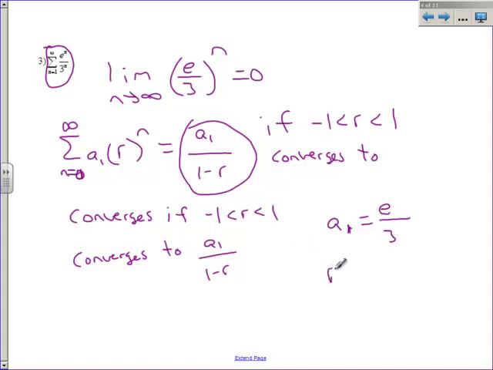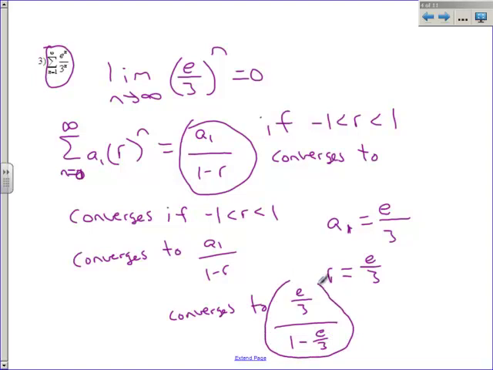Now, the common ratio is the fraction, which is just e over 3. So this converges, and it converges to the first term, e over 3, divided by 1 minus e over 3. And that is what that would actually add up to. We'll see another example of this in just a second.